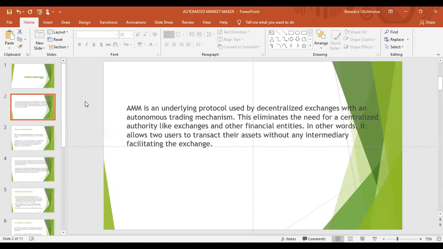So an automated market maker is an underlying protocol used by decentralized exchanges, which is also an autonomous trading mechanism. So this eliminates the need for a centralized authority like exchanges and other financial entities. In other words, it allows the facilitation of transactions of digital assets without any intermediary that facilitates the exchange.